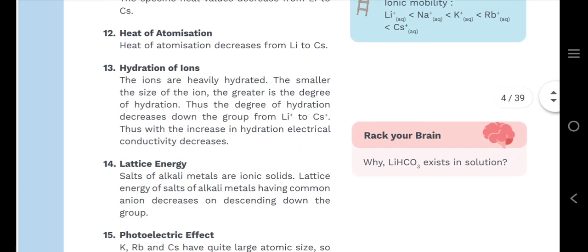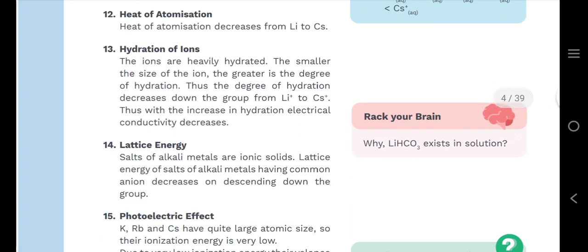Hydration of ions. The ions are highly hydrated. The smaller the size of the ion, the greater is the degree of hydration. Thus, the degree of hydration decreases down the group from lithium positive to cesium positive. Thus, with the increase in hydration, electrical conductivity decreases.